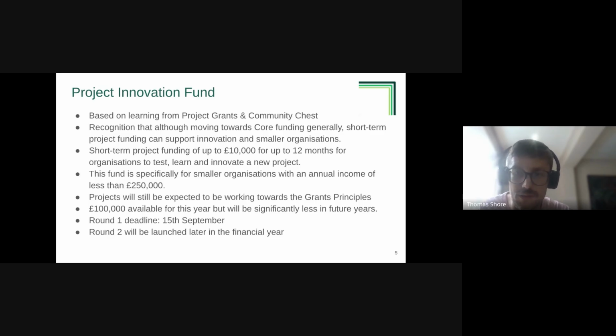Projects will still be expected to work towards the grants principles, which say a strong focus on tackling inequalities. This year there is £100,000 available for this fund, and we'll have 2 rounds of funding, but this will be significantly less from next year and beyond due to savings we have to make. The deadline for round 1 of this is 15th September, and the second round will be launched later in the financial year, likely to be early next year and prior to April 2026.